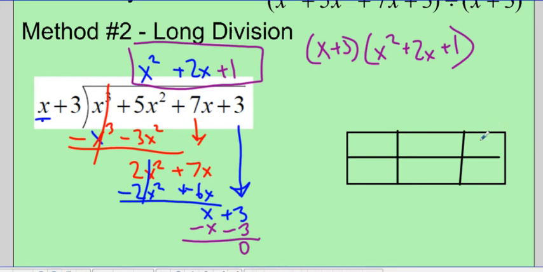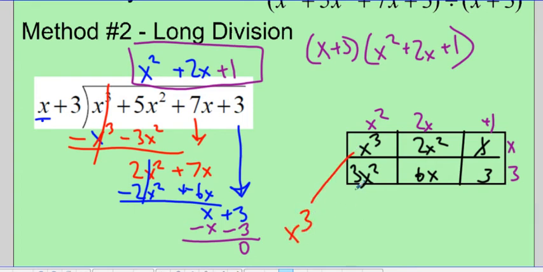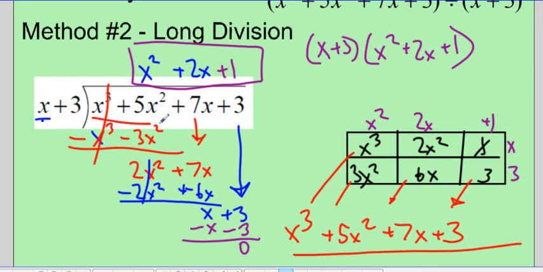Multiply a binomial times a trinomial. I have x plus 3 on the outside, and I have x squared, 2x, and plus 1. So what I'm going to do is multiply columns and rows. x cubed, 2x squared, x, 3x squared, plus 6x, plus 3. Combining the diagonals here, this is going to come out to x cubed, plus 5x squared, plus 7x, and plus 3. And this answer is what we were originally dividing before, so that matches up.